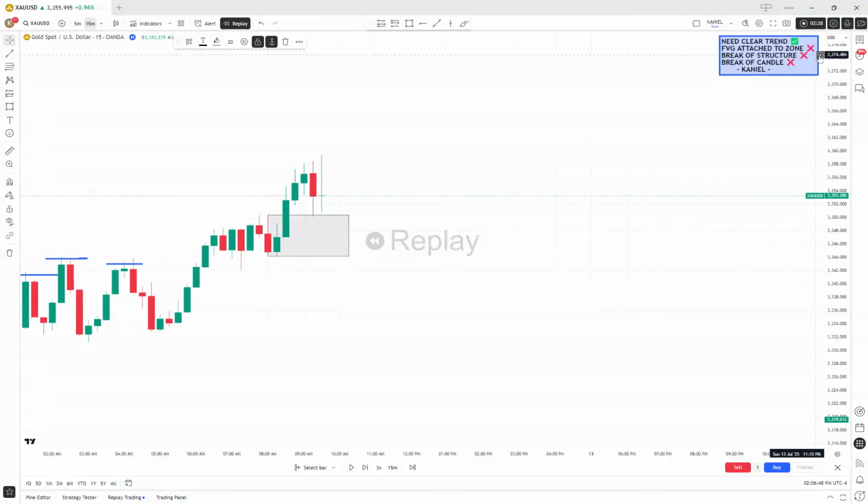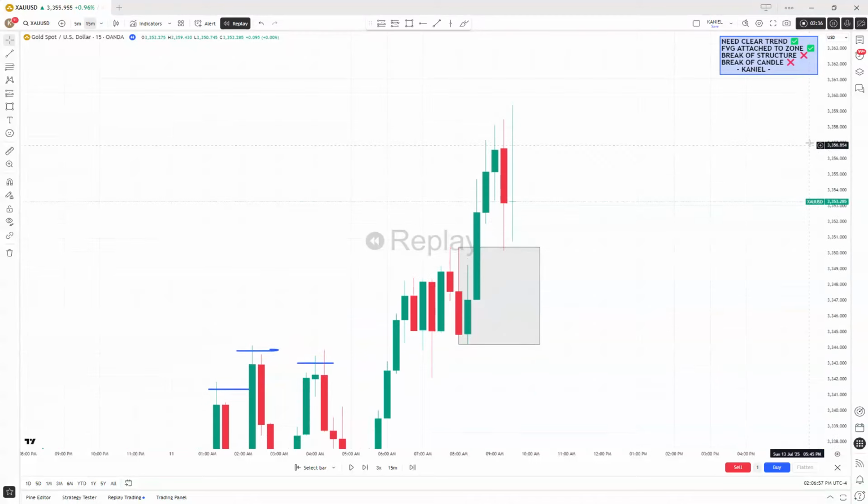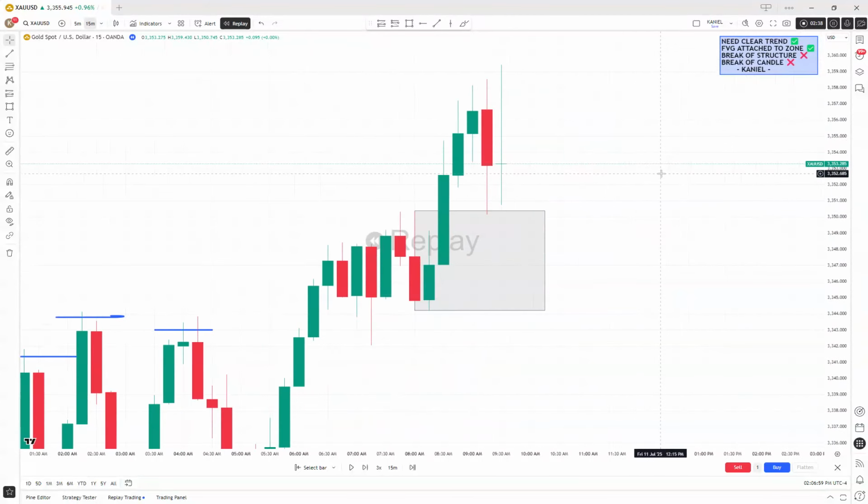Fair value gap, we have that as well. Let's give it a check. Now the FVG, also known as fair value gap, is just a gap between two candles. So the fair value gap attached to the zone would be from under this candle right here to over this candle. So this would be the gap that is attached to the zone right here.